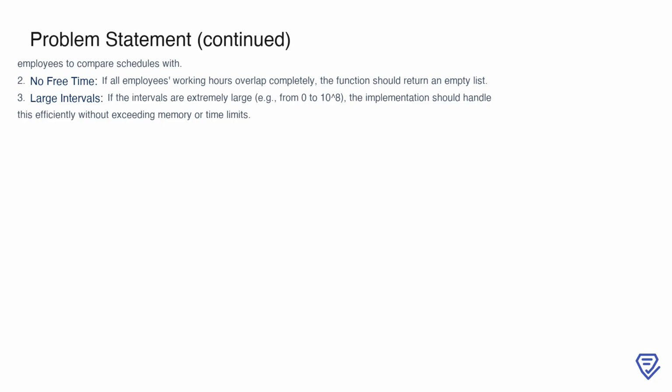Some important edge cases include, first, if there is only one employee, there will be no shared free time since there are no other schedules to compare with. Second, if the working hours of all employees overlap completely, the output should be an empty list as there is no common free time. Lastly, for extremely large intervals, such as from 0 to 10 to the power of 8, the solution must be efficient in terms of time and memory usage. These considerations are crucial for ensuring that the implementation works correctly under all scenarios.